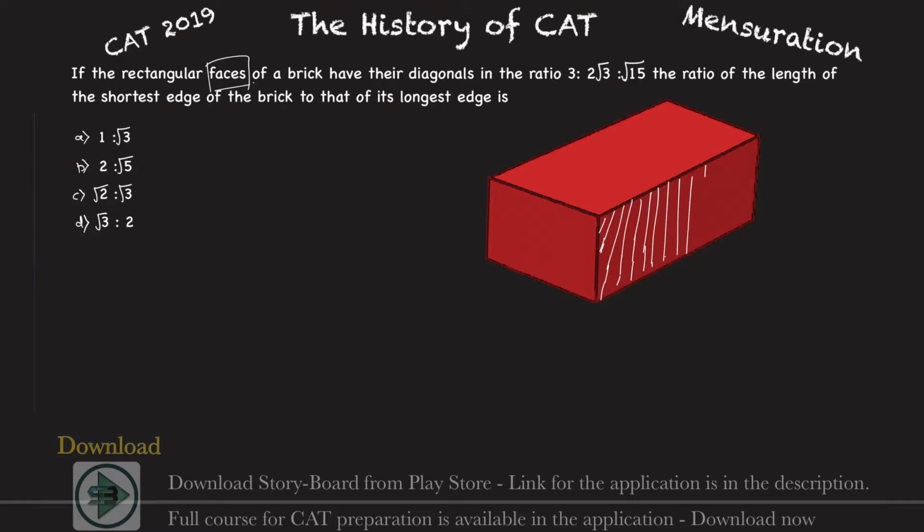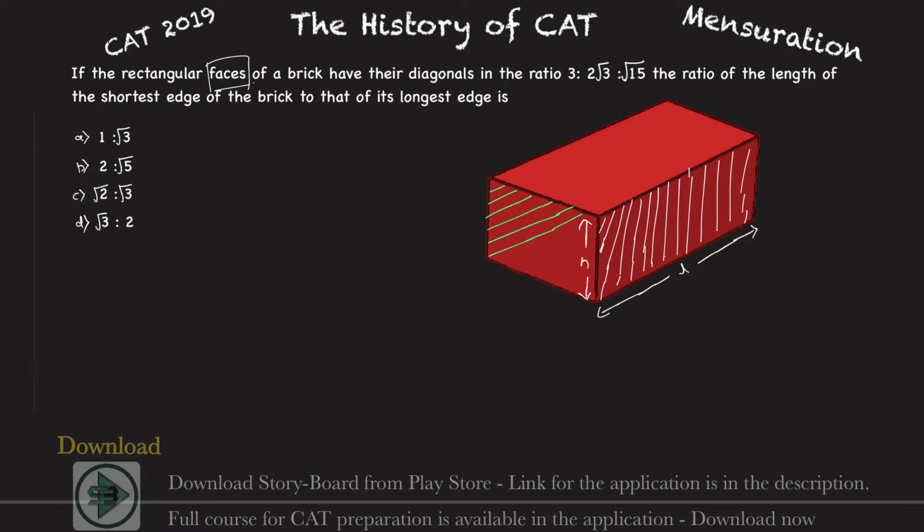What will this face have? It will have a length and a height. So length is this and height is this. This is one face. What is another face of the brick? Can I see any other face here? Yes, this is one face now.